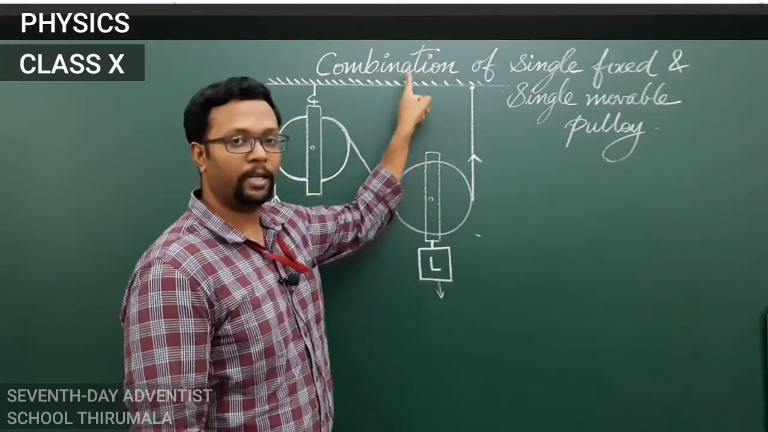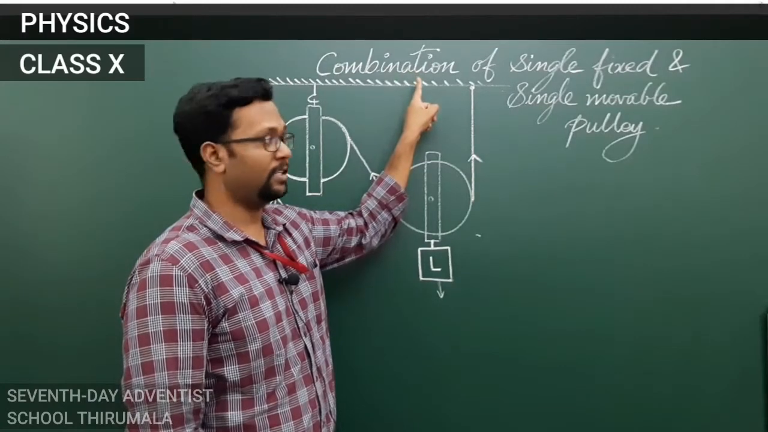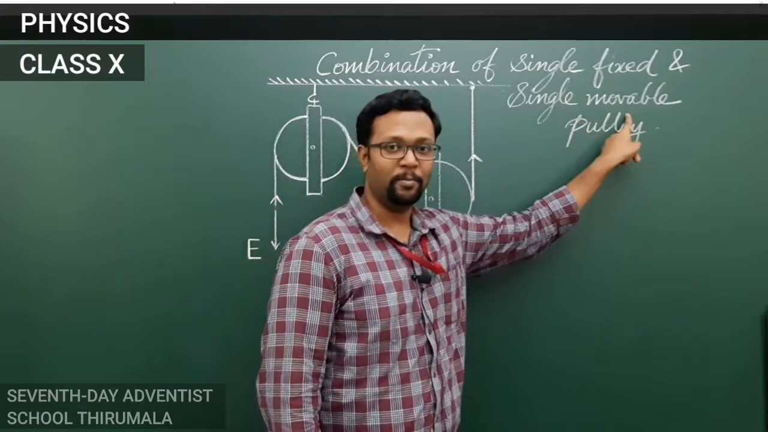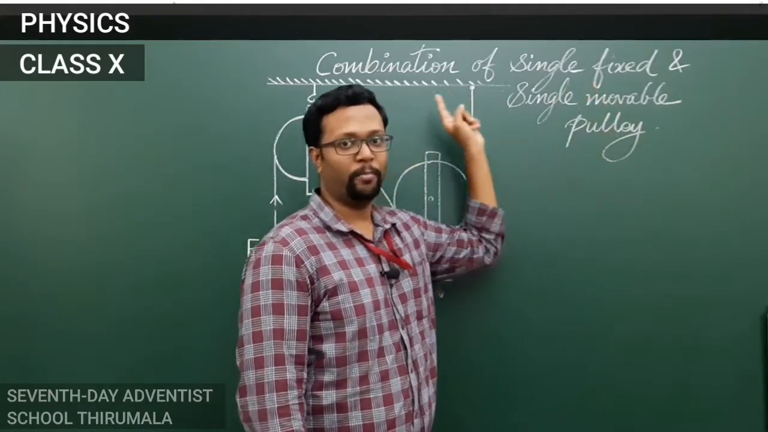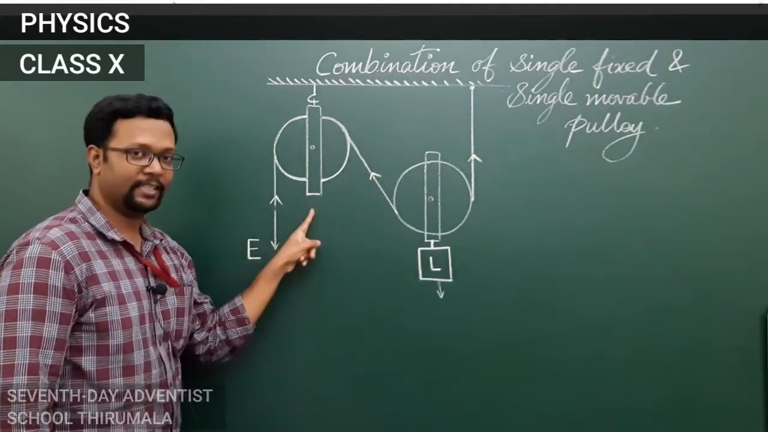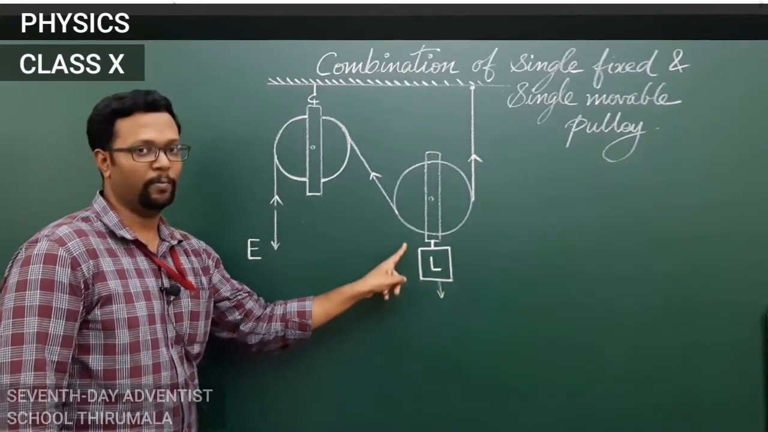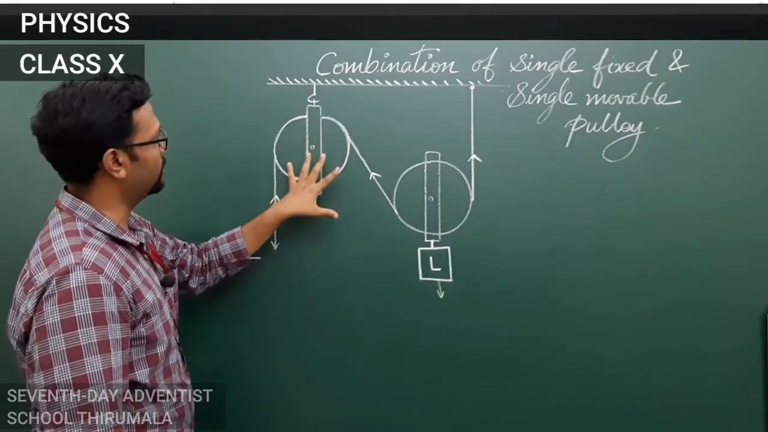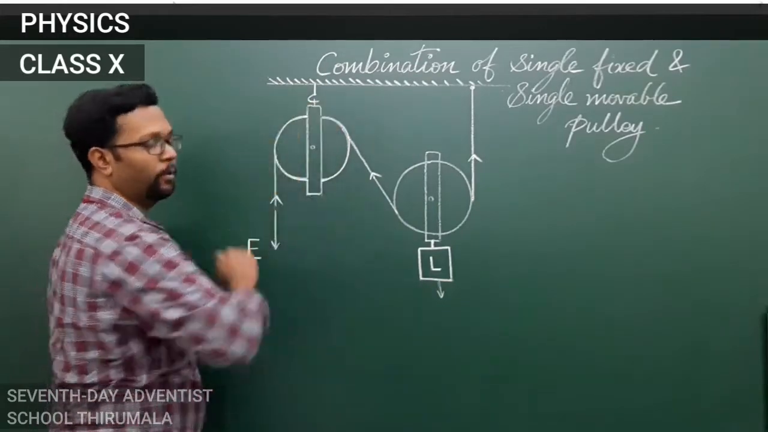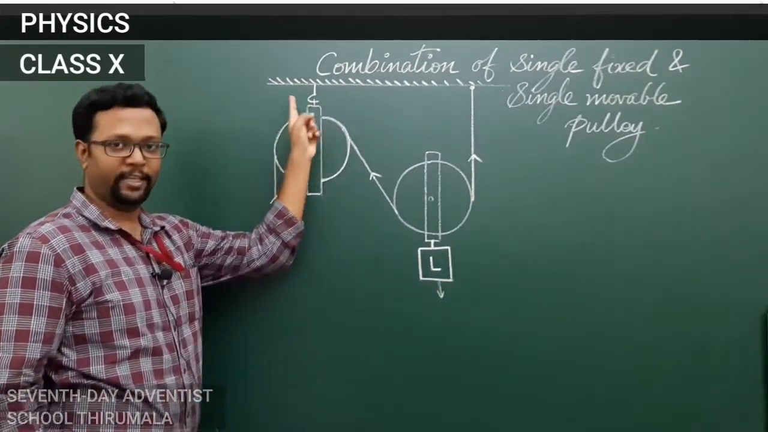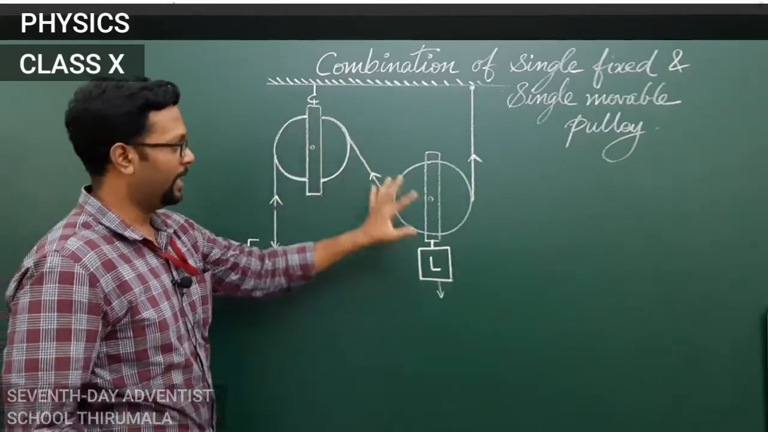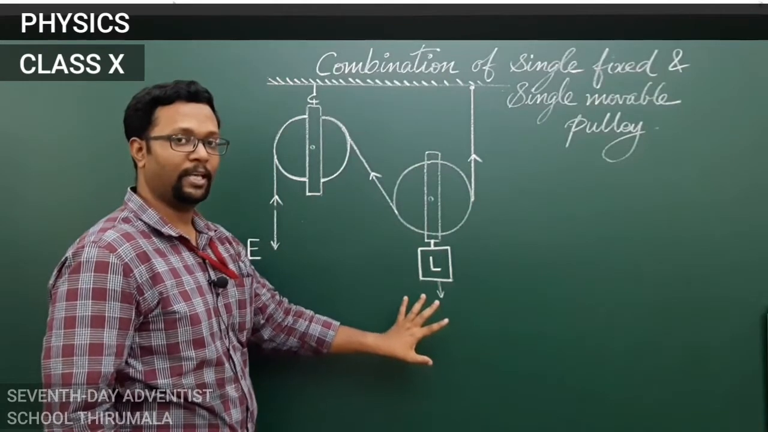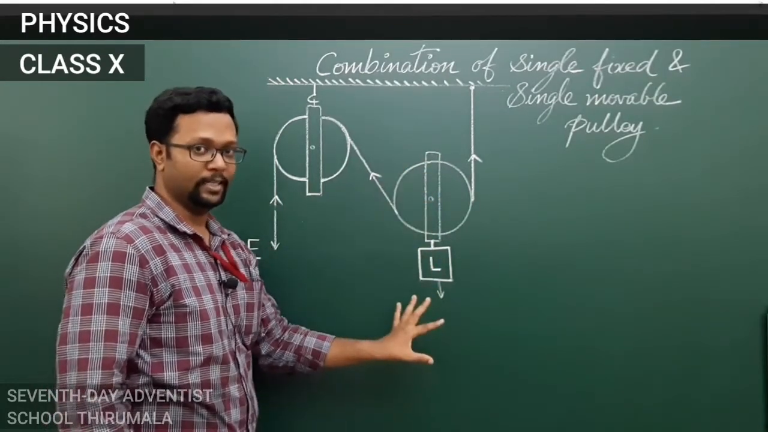In the case of combination pulley, at first we will study a combination between a single fixed and a single movable pulley. So look here, the first pulley shown in the picture is fixed to a rigid support, and the second pulley is free to move up and down.